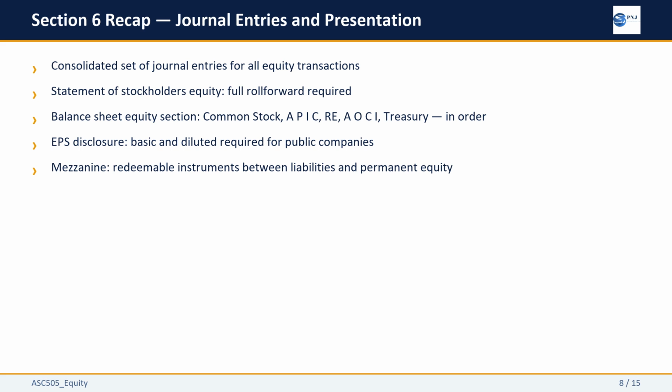On the balance sheet, equity appears in a fixed order: common stock, APIC, retained earnings, AOCI, and treasury stock as a deduction. Public companies must present both basic and diluted EPS. Redeemable instruments are separated into the mezzanine section between liabilities and permanent equity.